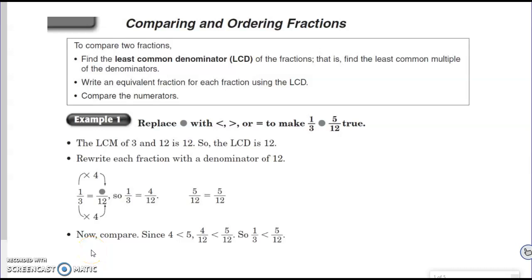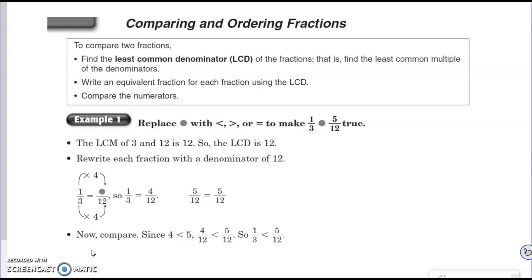Good morning, sixth grade. Today we are going to have you comparing fractions. Tomorrow we'll work on the ordering part, so today is just going to be comparing. There's two ways that we'll do this. One of them is by using the least common denominator, and one of them is cross-multiplying, and I'm going to show you both of those.